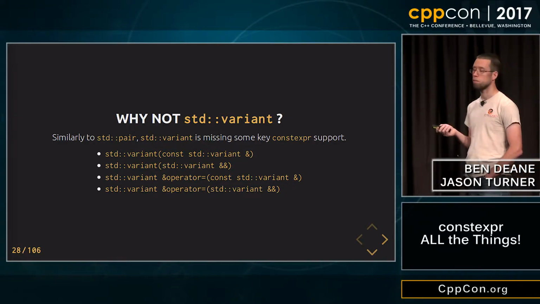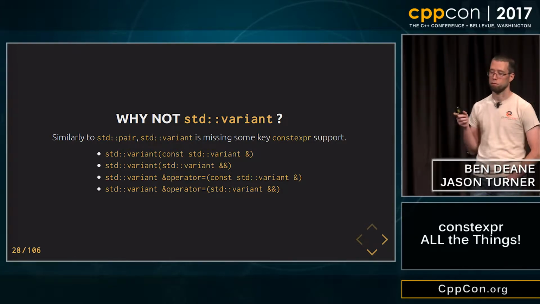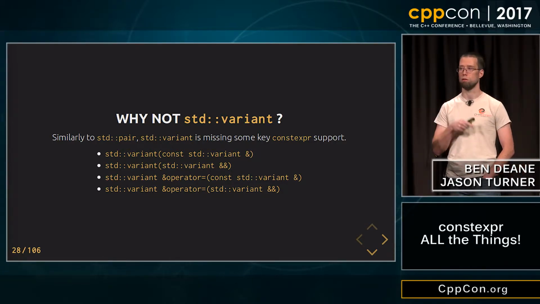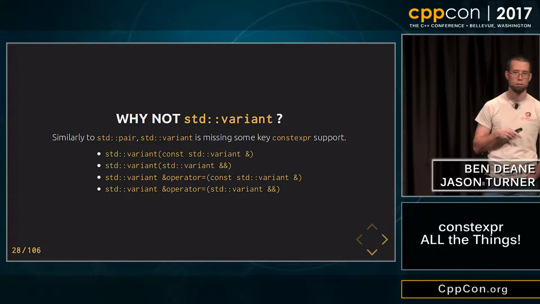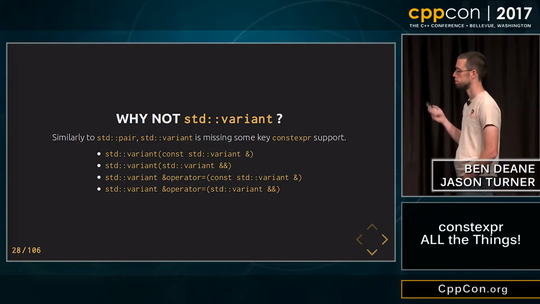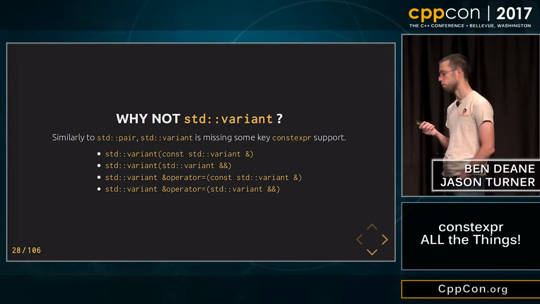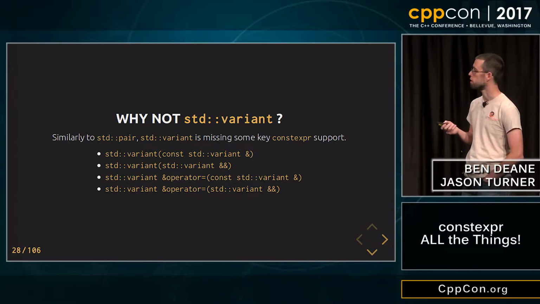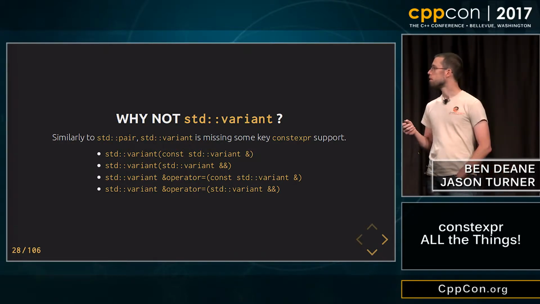And this comes down to the fact that variant wants to do placement new, basically, for these things. And that's not allowed at compile time. There are ways to work around it.